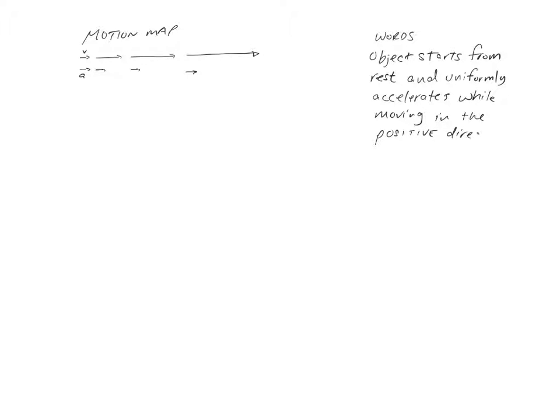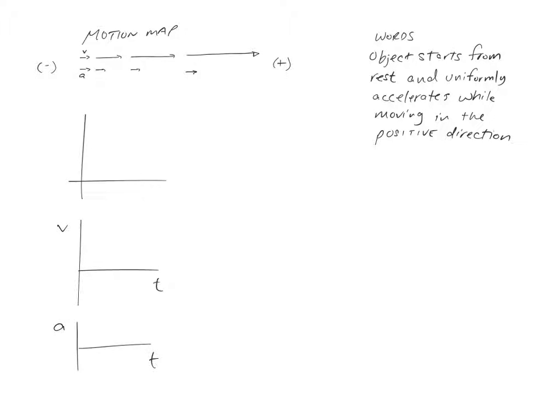Okay, so those words would be a description of this motion on the motion map, and I'll make a little plus here to show that's the positive direction. This is the negative direction. Okay, so that's a start. We'll do some graphs now. I'll draw a position time graph first, then a velocity time graph, so I'll make a nice stack of graphs, and then an acceleration versus time graph.